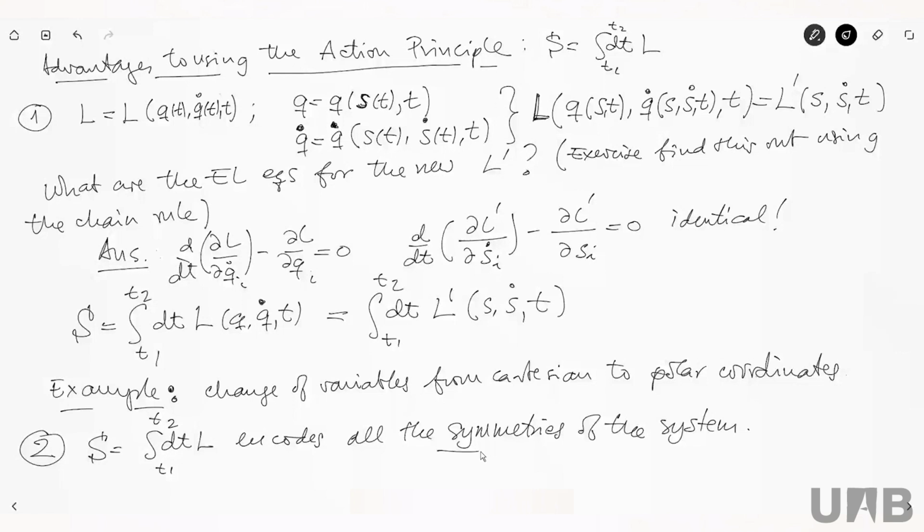And the symmetries of the system, we will soon see, are very closely related to conservation properties. We will soon see, through a very powerful theorem called Noether's theorem, that whenever a system has a symmetry, there is a conserved quantity. So energy, momentum, angular momentum, all these quantities will be related to a symmetry. And the symmetry will be something encoded inside the action. So that's why the action is very important. Okay, so that's the second thing.